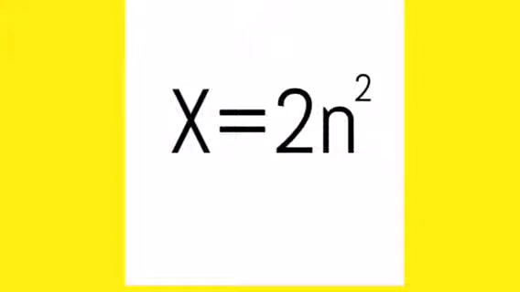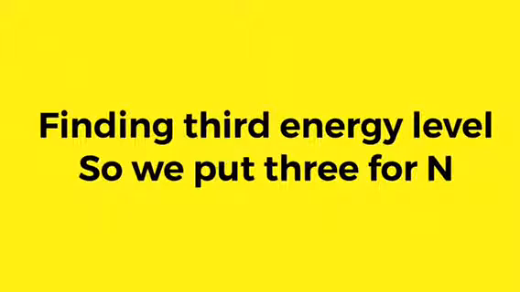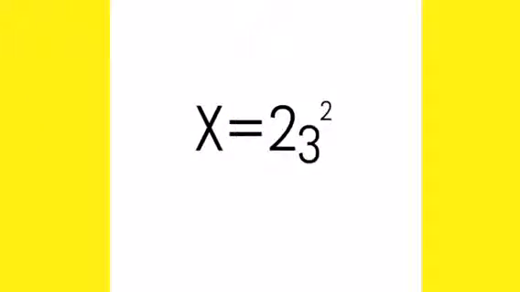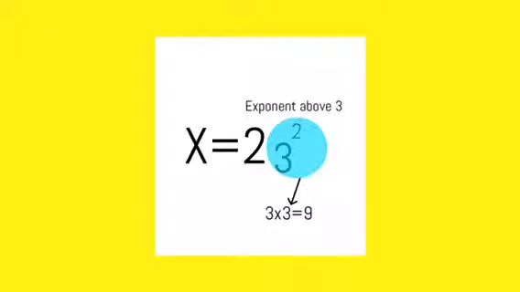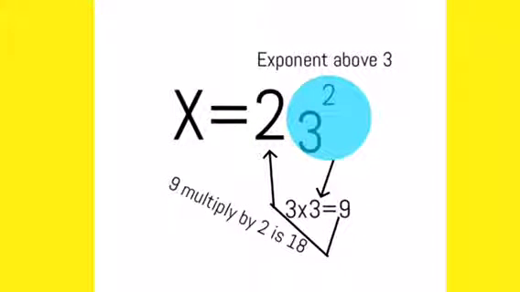Question 1, the answer is 18. And this is how I got it. So x equals 2n exponent 2. So we're finding the third energy level, so we put the 3 where the n is. 3 times 3, because the exponent 2 is above 3, so 3 times 3, that's 9, times 2, 18.